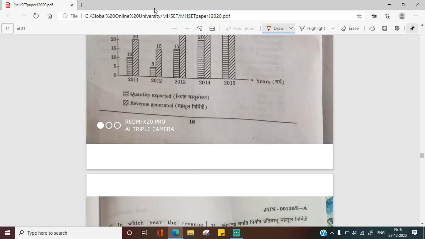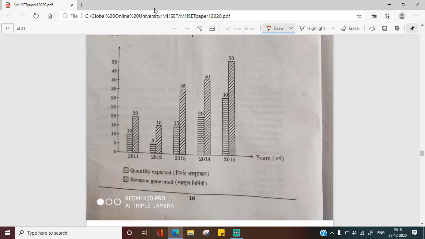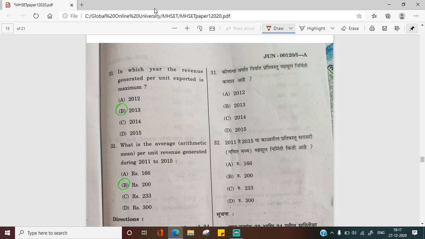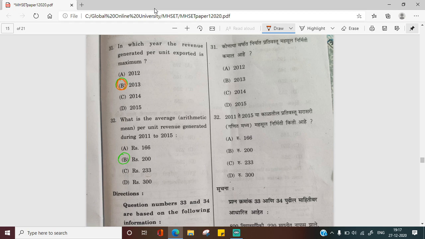Question number 31. So, this is a DI question. You have been given quantity in lakhs and the revenue generated from these quantities. This is in crores. So, you have to find the answers to question 31 and 32. In which year is revenue generated per unit maximum? So what you have to do is find the revenue. The maximum is in 2013. For question number 32, the right answer is option B.